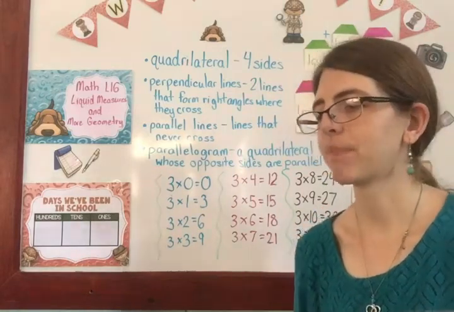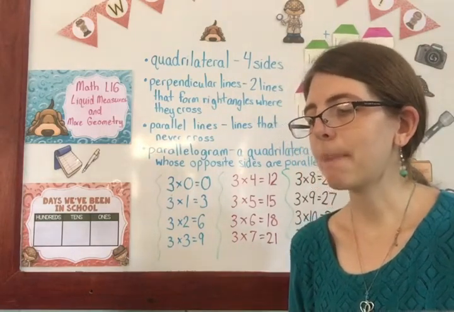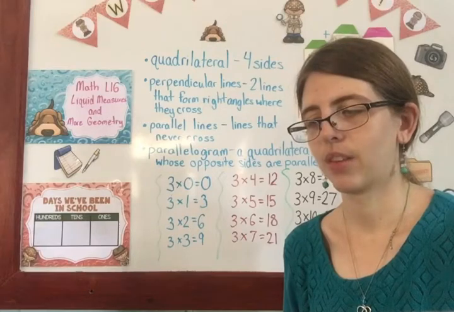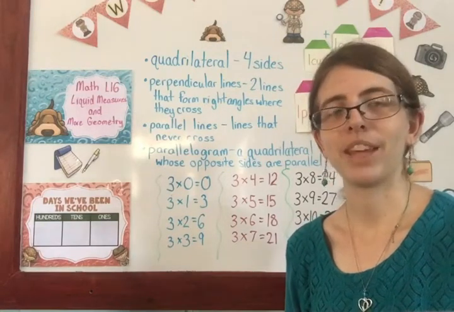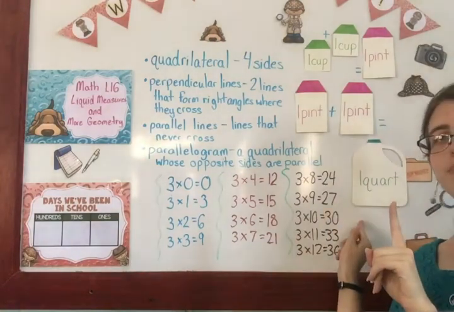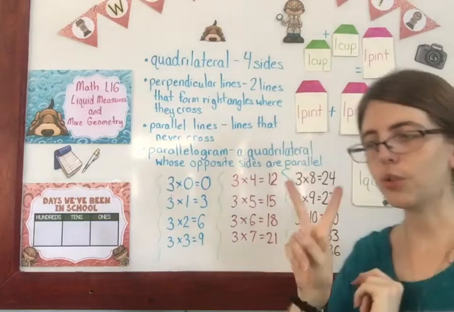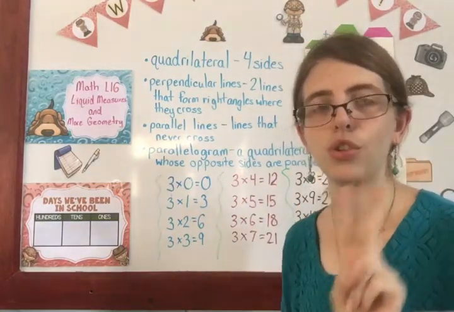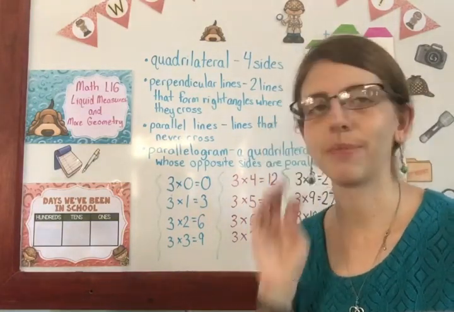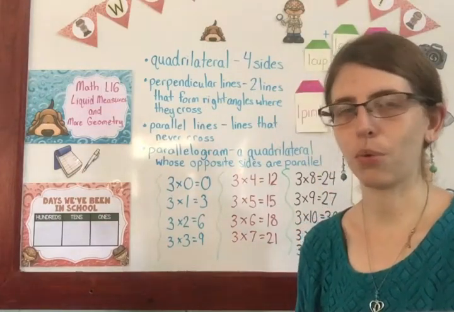Look at letter B. Micah's family drank a quart of orange juice. How many pints did they drink? If they drank 1 quart, how many pints is that? 2, very good, because 2 pints equals 1 quart. You can skip number 4. You do not need to do number 4 today.